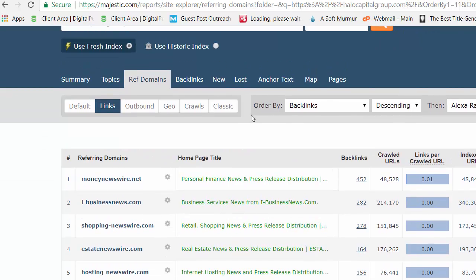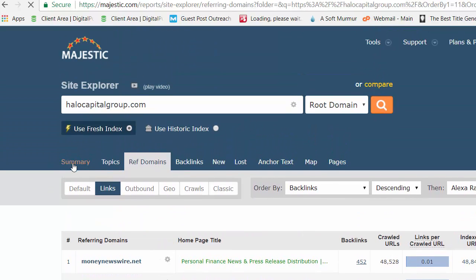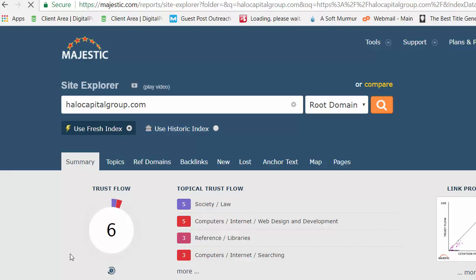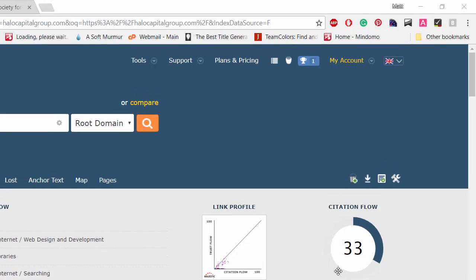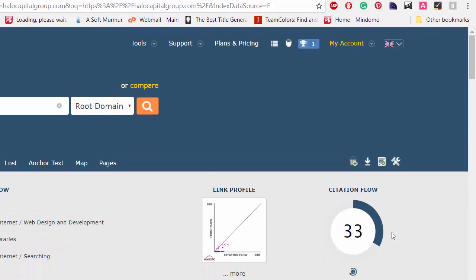All right. Now, I'm going to go over to the summary. There's two metrics that I want you to look at here. One is trust flow. The other is citation flow. And you can see it right there. Let's talk about citation flow since we're on this side of the page.